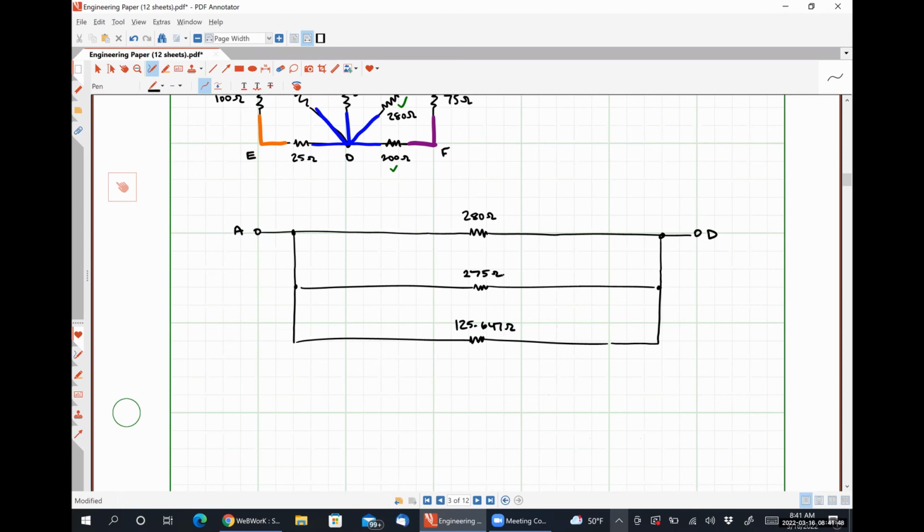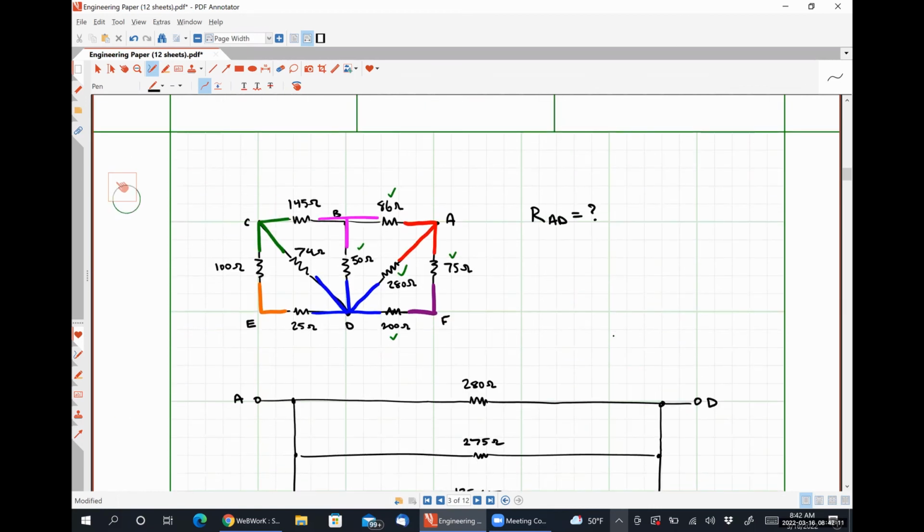I finally have those three resistances in parallel. So that's going to look like 1 over 280 plus 1 over 275 plus 1 over 125.647. And then I just take the reciprocal of that sum of fractions, giving me an R_AD value of 65.934.